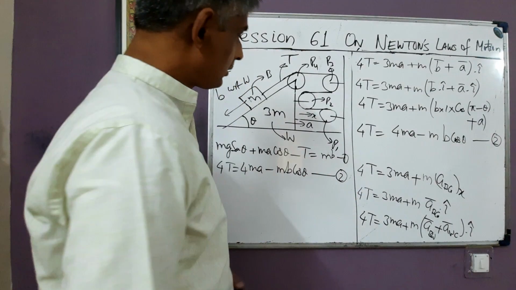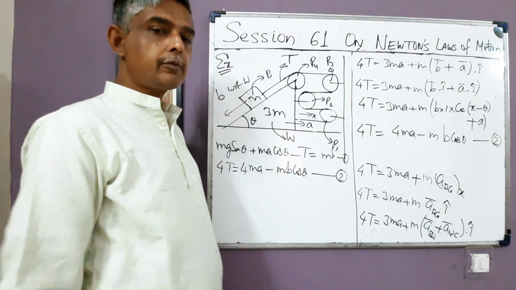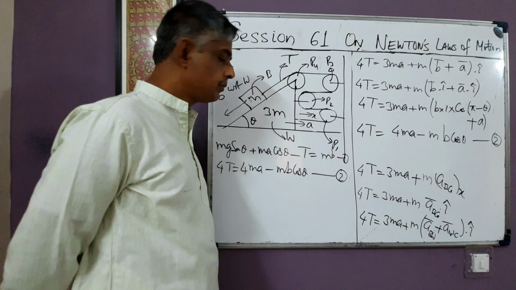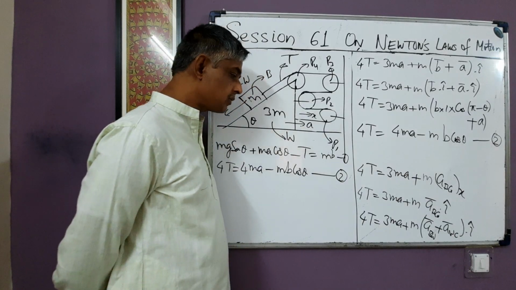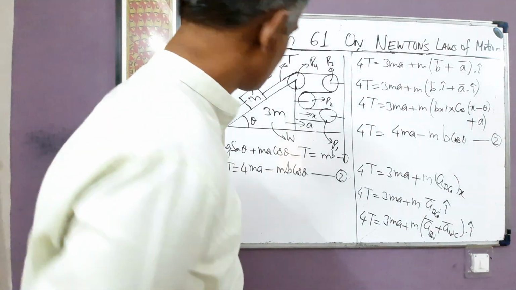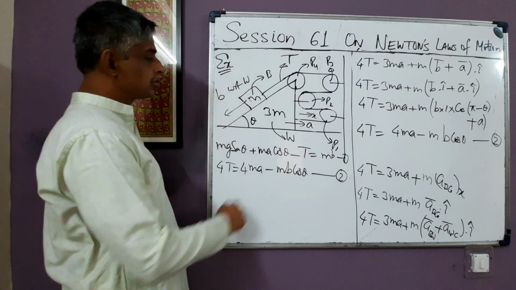Okay. Now see, let us count the number of unknowns. How many unknowns are here? A, B and T. Three unknowns are here. So we need three equations. Two equations we have already written down. Now we'll write down the constraint equation which will relate A and B.